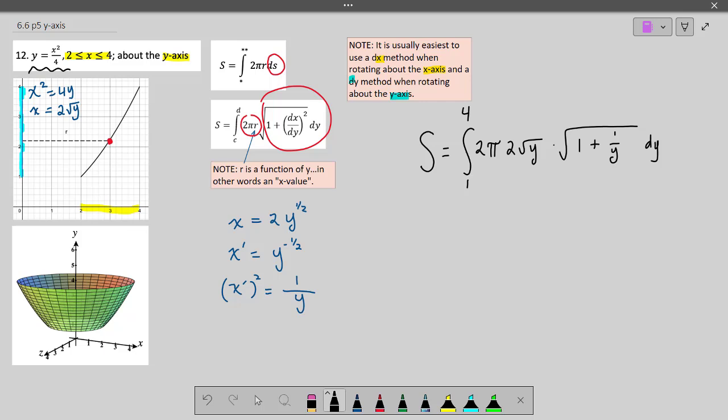Is there any question on that setup that you have? Circumference, 2 pi r, times ds. ds is arc length.